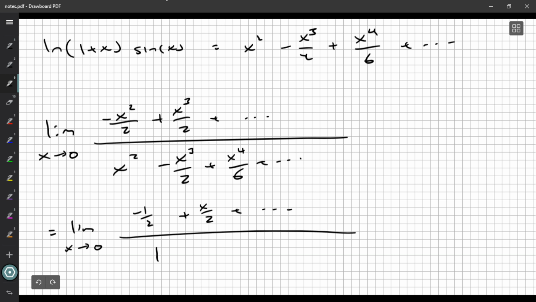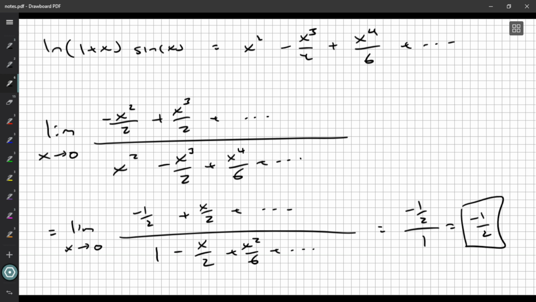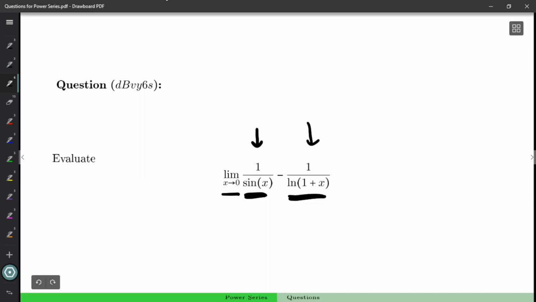Right, we'll have a bunch of stuff that has x's in them, and when we plug in 0, that'll all go away, leaving only minus 1 over 2 over 1. So the answer here is minus 1/2. That is going to be the limit for this expression as x goes to 0.